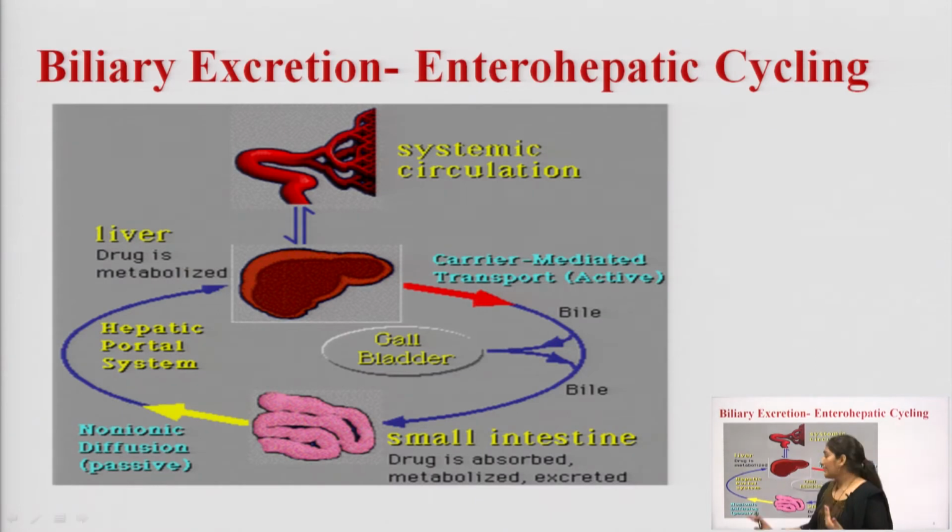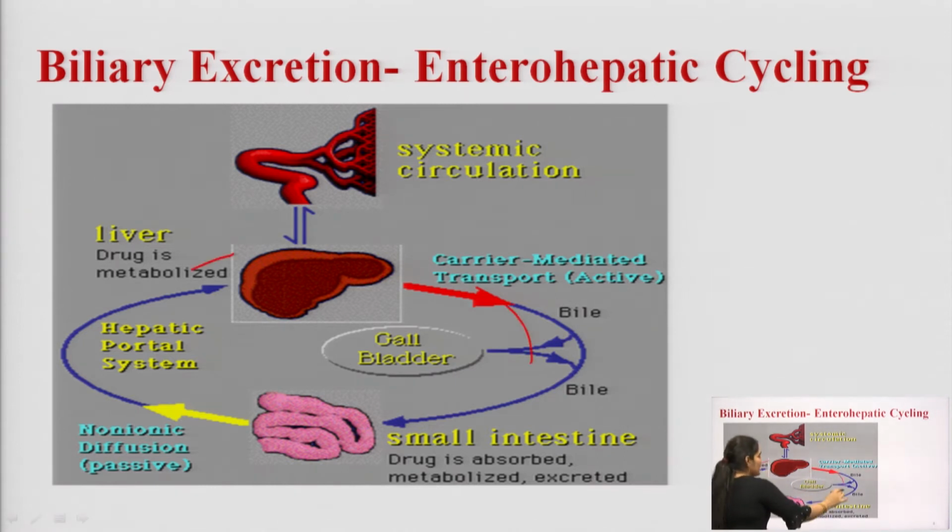This diagram shows the enterohepatic cycling. In the liver there is secretion of bile, and the bile is excreted from the liver into the gallbladder, where it is stored. From the gallbladder it can be excreted into the intestine, and from the intestine it can be reabsorbed via the hepatic portal system into the liver again. So, this cycling of bile from the liver to the intestine and back into the liver is called enterohepatic cycling.